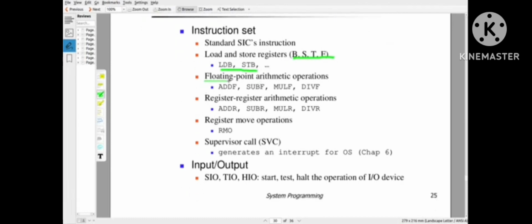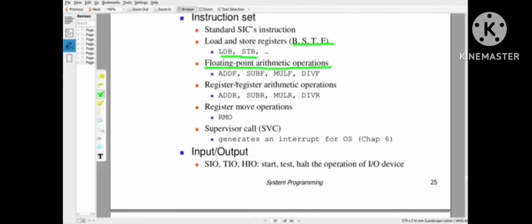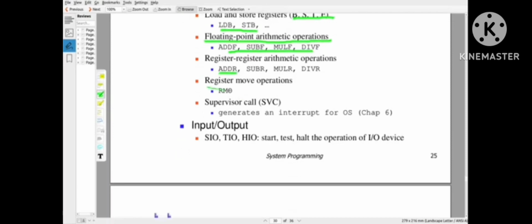Then since it is supporting floating point arithmetic operations, there are a few instructions which will support floating point operations, like add floating point number, subtract floating point number, multiply floating point number, etc. Next, this SIC/XE machine supports register to register operation, so that is represented by ADDR. ADDR means add register to register, and a special instruction is there, RMO, that is called register move operation.